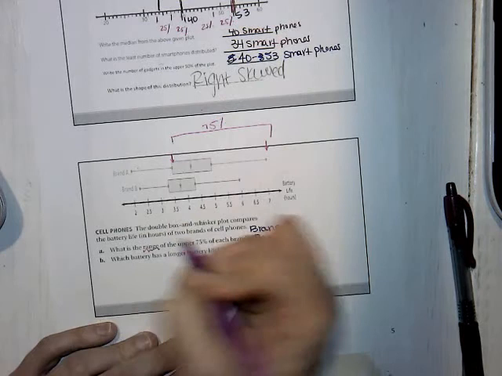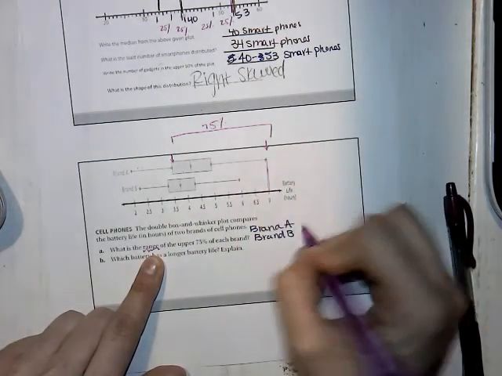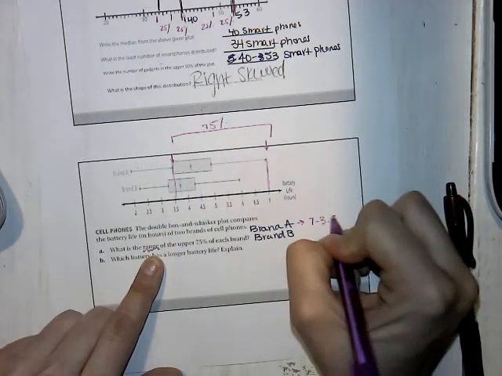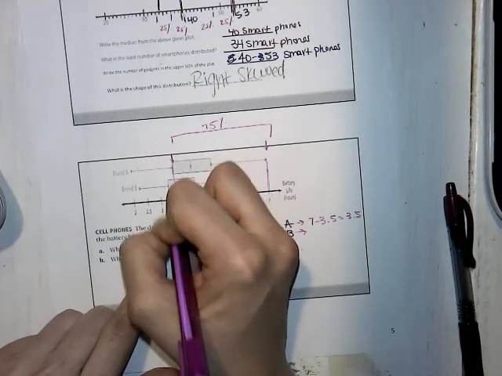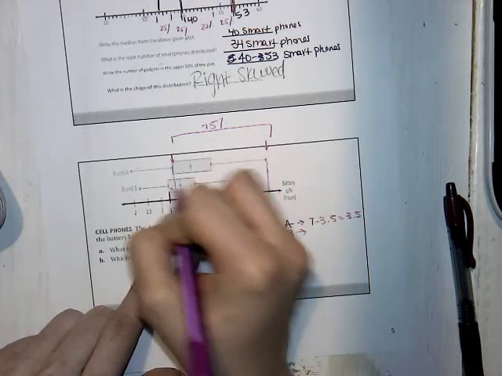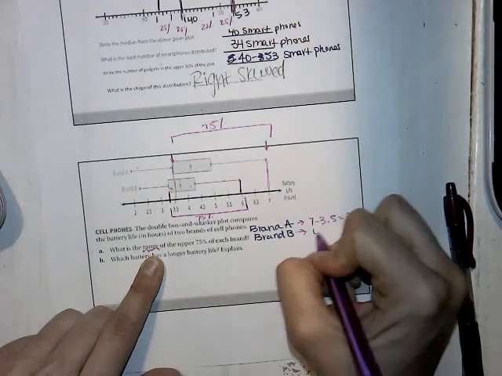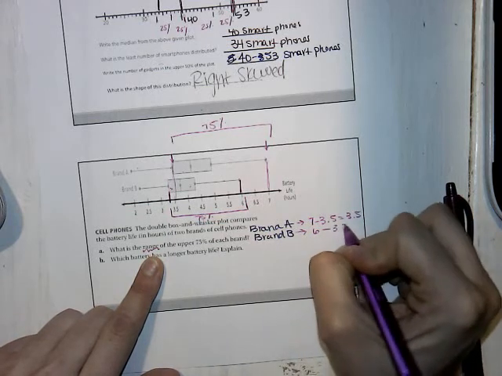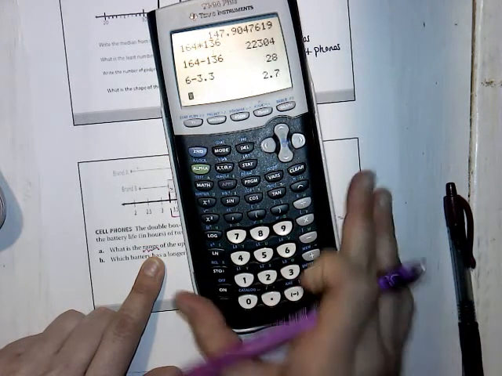And it wants to know the range. So I'm going to take that biggest number, which is 7, and my lowest number, which is like 3.5, and do that. So my range there is 3.5. For brand B, we start here and go to here, because remember it's 25, 25, and 25, which makes 75% for the upper part. So my upper point is 6. My lower point is about 3.3 maybe. So if I do 6 minus 3.3, I get 2.7.